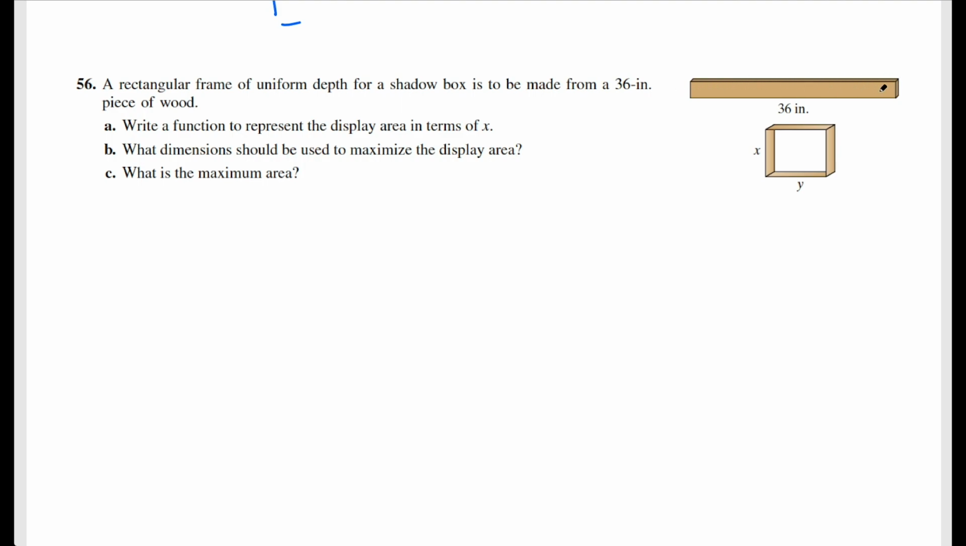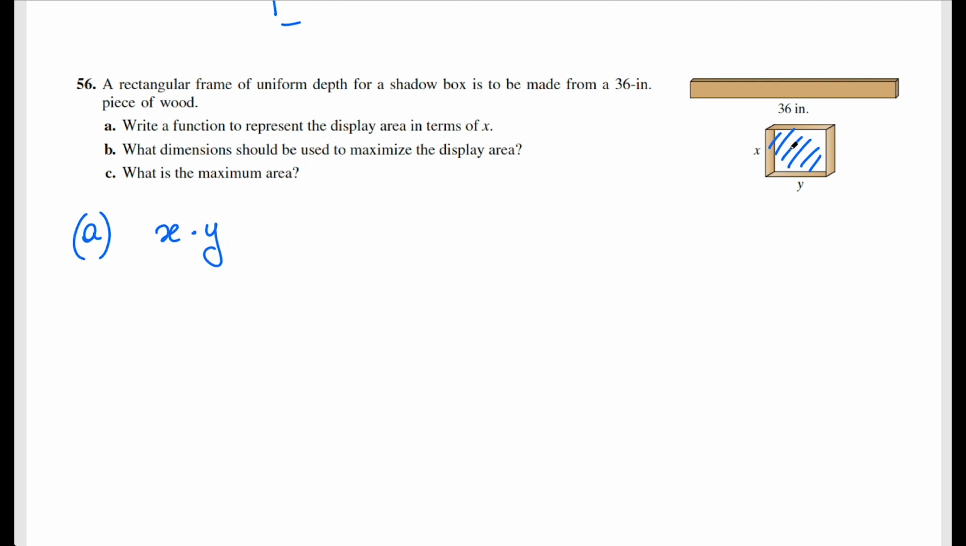So from this, okay? What they have is this frame has one of the sides of length x and the other side of length y. They labeled them. Okay. Part A, write a function to represent the display area in terms of x. So they want to have this displayed area here in terms of just x. So this area is x times y, right? So x times y is the area.